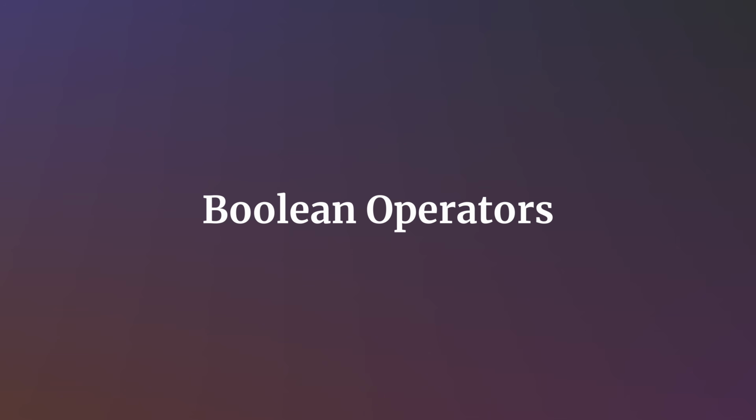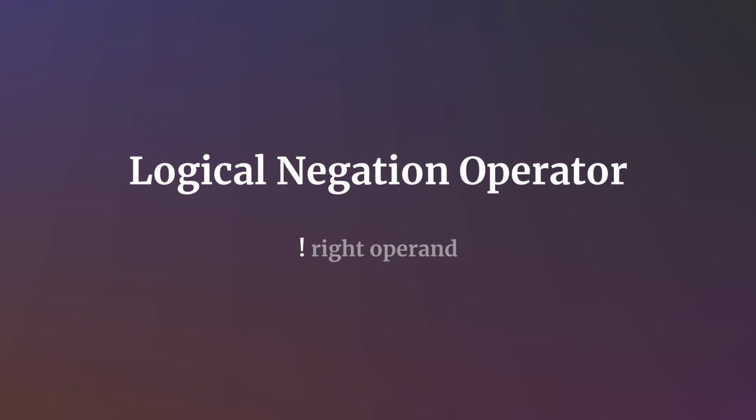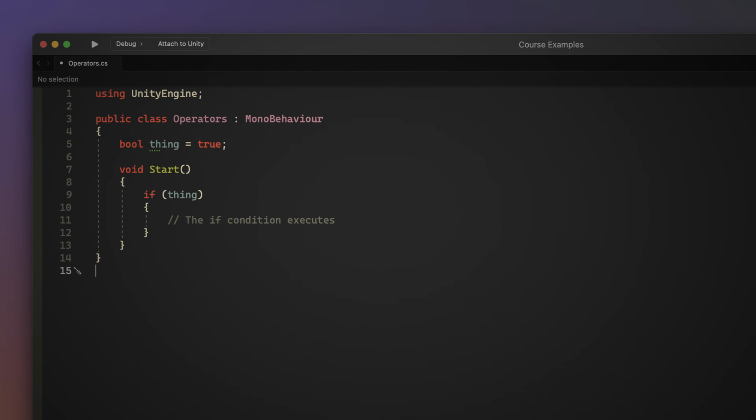Boolean operators return a true or false value and are typically used in if statements to determine if a block of code should be executed or not. The logical negation operator is used to return the opposite state of a value. For example, when using a Boolean value in an if condition, it's possible to check if the value is true by simply passing in the variable. If the Boolean is true, the code block executes.